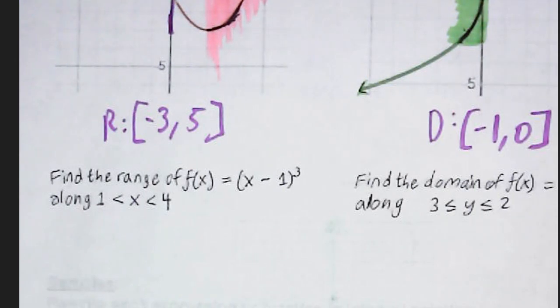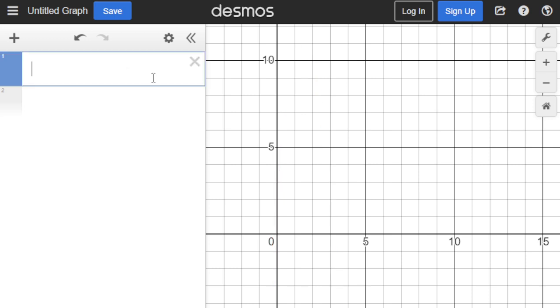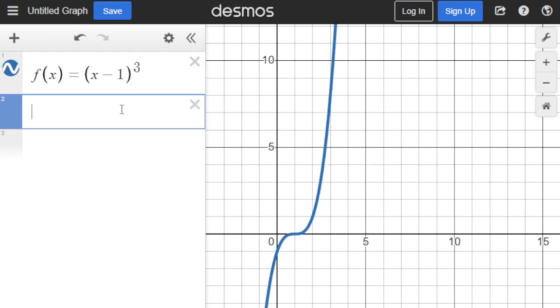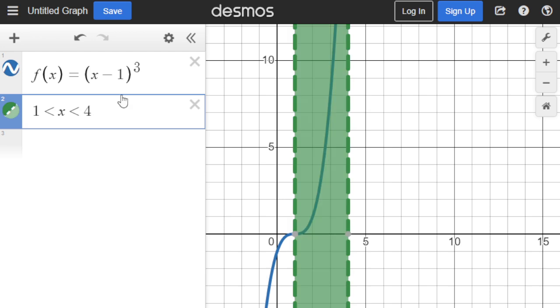Okay, for this next one, find the range of f of x equals x minus 1 cubed along that interval there. Now, what I want you to do is type this in Desmos. And I don't just mean type the first line. I mean type this, and then on the next line, just like that.